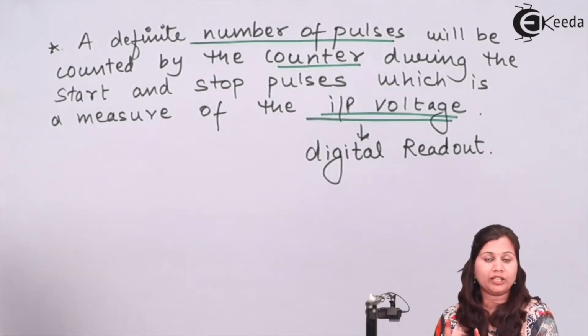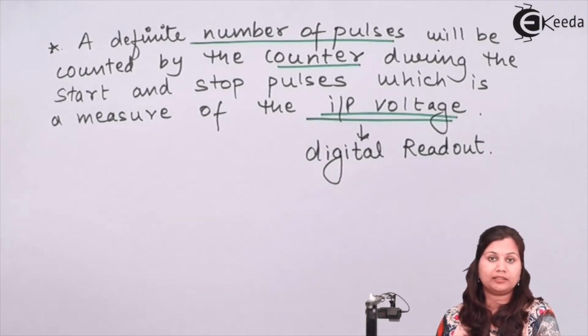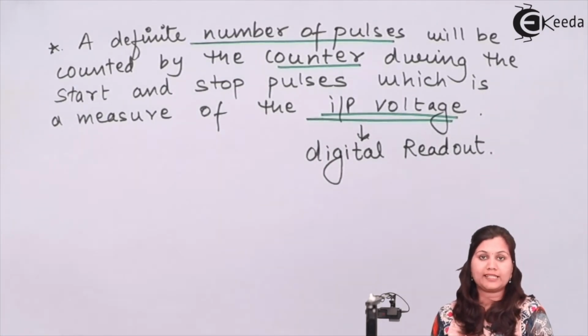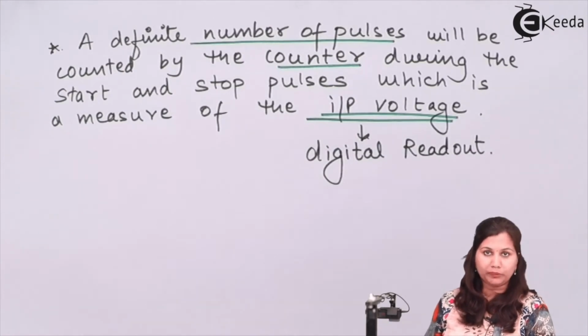Okay, and here we are using a ramp signal and comparing that ramp signal with the input voltage. So that is why this voltmeter is known as the ramp type digital voltmeter.